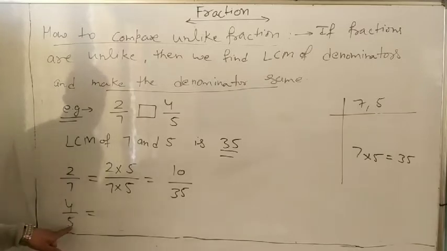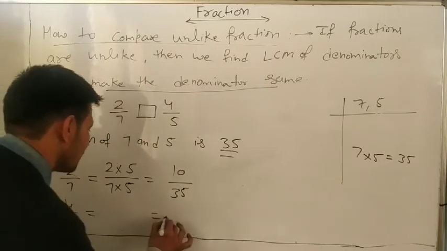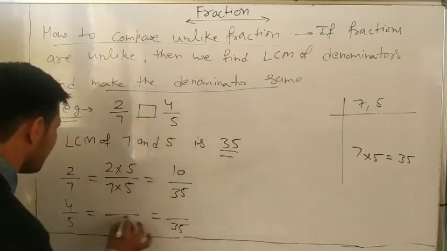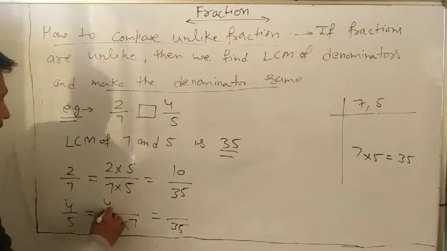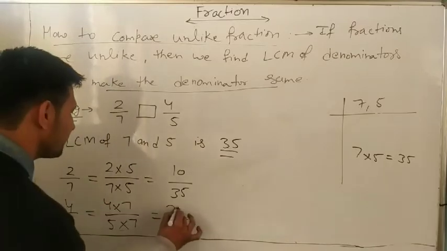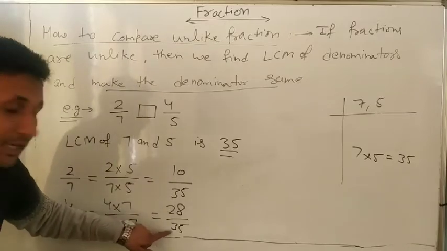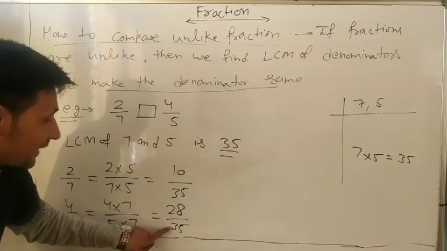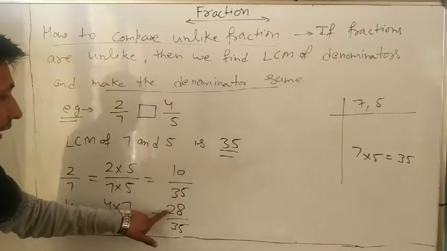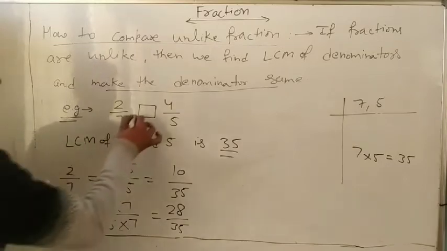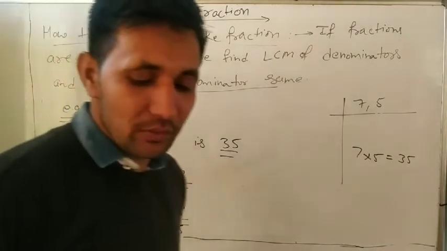Same as it is 4 by 5. Again we will make the denominator the same. Here the denominator is 35, so here also 35. What number do you multiply by 5 to become 35? 7. So 4 into 7, 28 by 35. Tell me 10 by 35 and 28 by 35. These are like fractions, and in like fractions the fraction whose numerator is greater is greater. The numerator 28 is greater, so 4 by 5 is greater. Understand? Like this you can find.